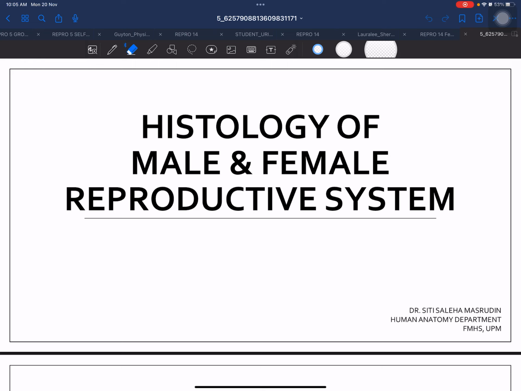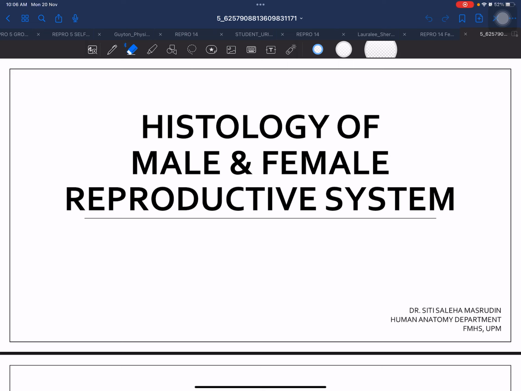Okay, male and female. So it's quite tight, and packed with all the information. I hope you can bear with me. Okay, so these are the learning outcomes. After this, I believe you will know how to describe the histological features of both male and female. It's quite a few, so you need to be introduced.